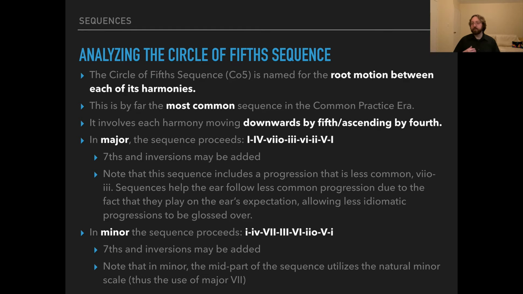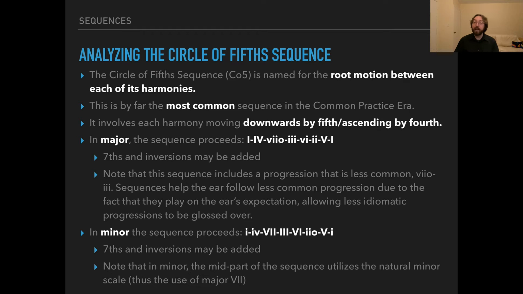We don't see that as much outside of sequences. That's because the patterning of sequences helps the ear gloss over progressions or other melodic or harmonic aspects that might be a little bit less idiomatic outside of a sequence's context. But because a sequence plays on the ear's desire for expectation, it allows for these less idiomatic progressions to be glossed over. In minor, the sequence proceeds like this: minor 1 to minor 4.